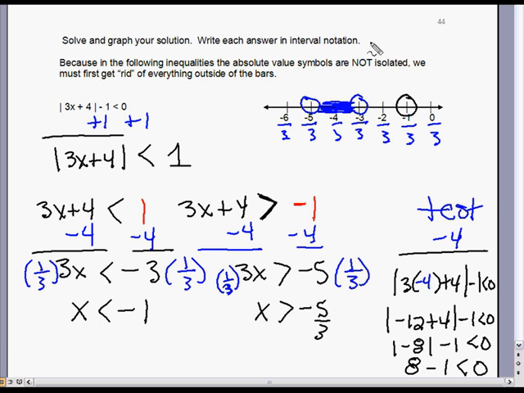Part of our request in the instructions was to write our answer in interval notation. So our interval notation for this would be starting at -5/3, continuing to -1, and stopping.